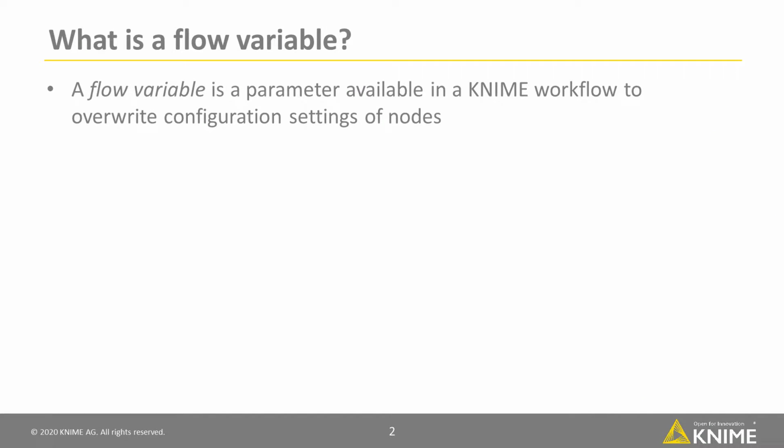A flow variable is a parameter available in a KNIME workflow to overwrite configuration settings of nodes. But why do we need them? Let's take a look at some examples.